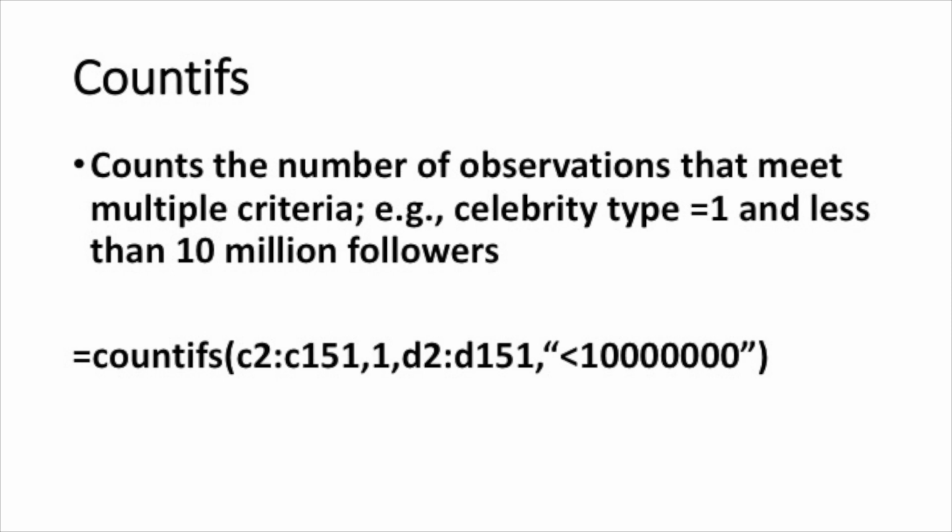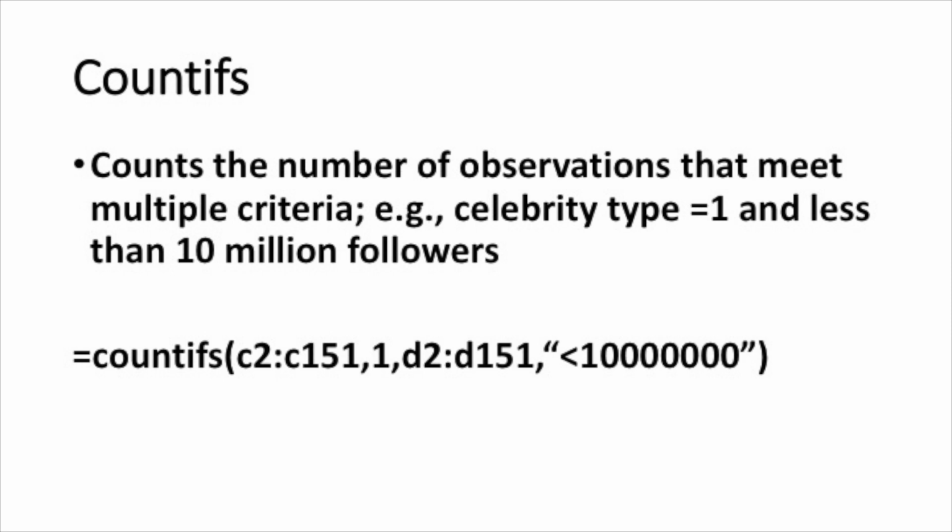So when we jump into Excel, we're going to use the COUNTIFS formula. And COUNTIFS counts the number of observations that meet multiple criteria. So for instance, let's say we wanted a count of the number of actors with fewer than 10 million followers. We'd count the number of observations where the celebrity type is equal to 1, because remember 1 corresponds with actors, and then the number of followers is less than 10 million.